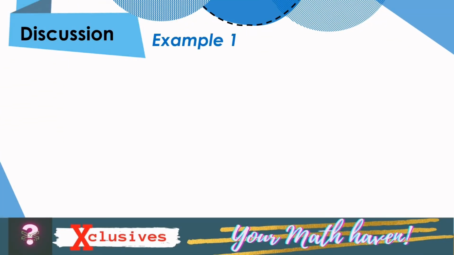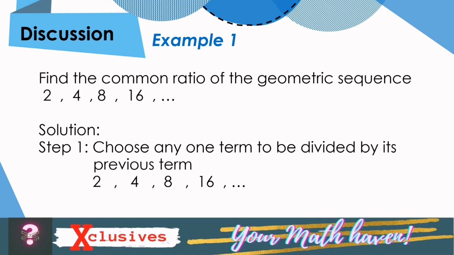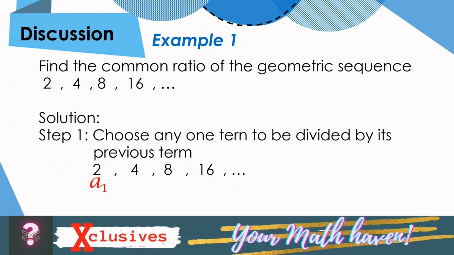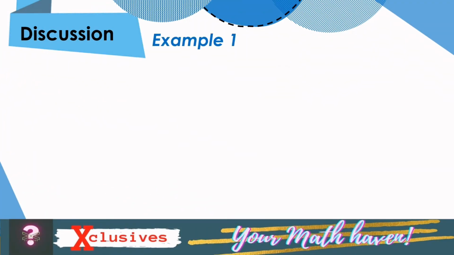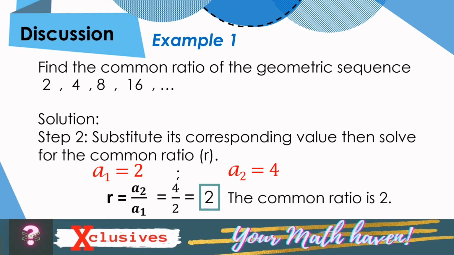Let's take a look at example 1. Find the common ratio of the geometric sequence 2, 4, 8, 16. Given that a sequence is geometric, just choose any one term in the sequence and divide it by the previous term to find the common ratio. First step for us to solve this: choose any one term to be divided by its previous term. Let's have a sub 1 is equal to 2 and a sub 2 equals 4. Then, the next step is substitute its corresponding value, then solve for the common ratio.